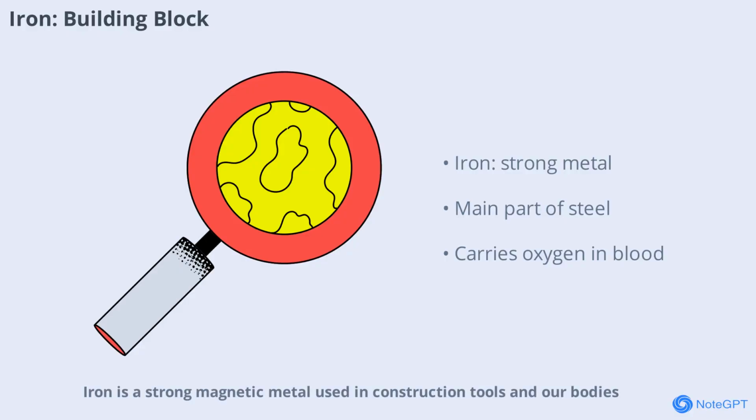Iron is a strong, magnetic metal used in construction, tools, and our bodies. It's the main component of steel and is essential for carrying oxygen in blood. Iron's abundance and strength make it one of the most important industrial metals.